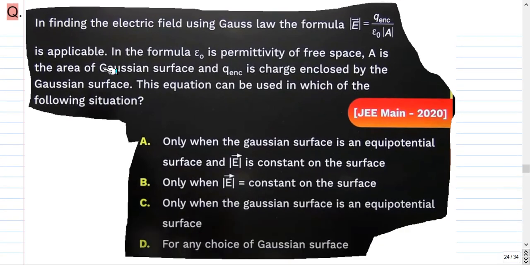This is the next question. In finding electric flux using Gauss law, the formula, magnitude of electric field is Q enclosed divided by epsilon naught into A, is applicable. In the formula, epsilon naught is permittivity of free space, A is area of the Gaussian surface, and Q enclosed is charge enclosed by the Gaussian surface. The equation can be used in which of the following situations? Option A, only when Gaussian surface is an equipotential surface and magnitude of E is constant on the surface. B, only when E is constant on the surface. C, only when the Gaussian surface is an equipotential surface. D, for any choice of Gaussian surface. You can pause and attempt this question.